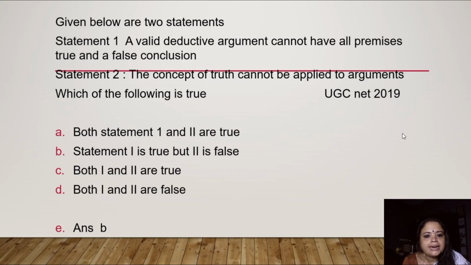Statement 2: The concept of truth cannot be applied to arguments. That is false. The concept of truth comes from arguments. So which of the following is true? So we can say statement 1 is true but statement 2 is false. So the answer is B. Statement 1 is true but 2 is false.